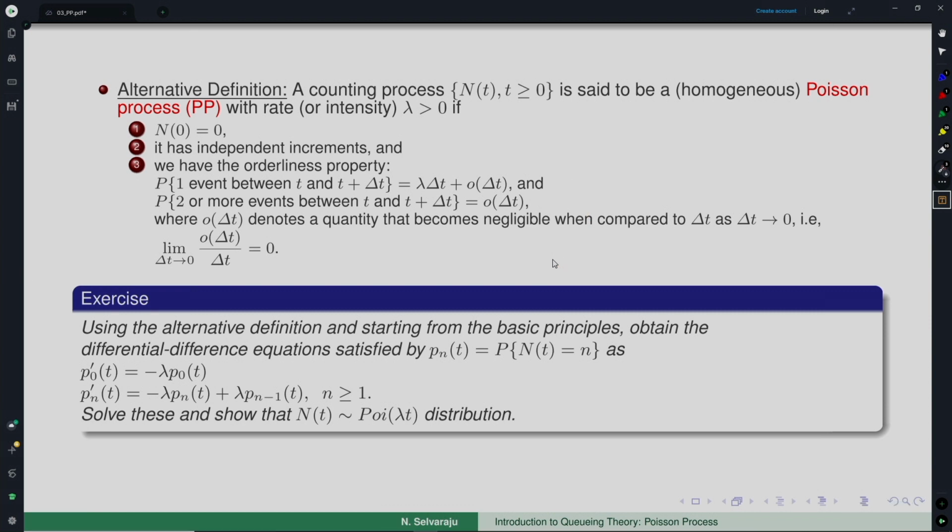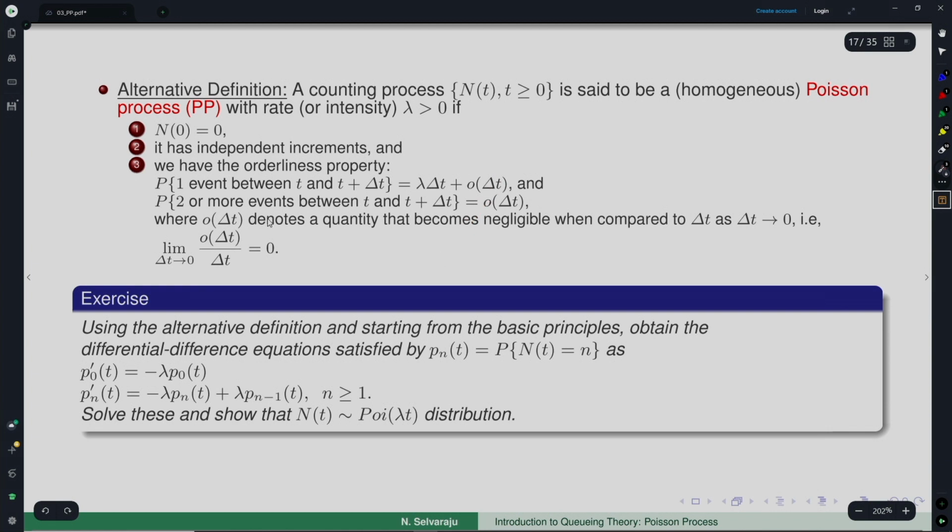But what is our interest? Not showing this particular thing, but the way one arrives at the differential difference equations satisfied by the state probabilities in a continuous time Markov chain in general, and in this particular case a Poisson process. You need to understand that process very well in order to understand the Markov chain process completely, and then one can look at how to solve this once you get it. The fact that N of t follows a Poisson lambda t distribution is already given in the definition. This is the alternative definition.